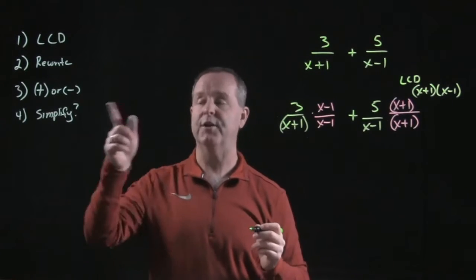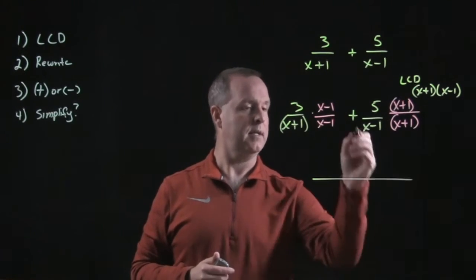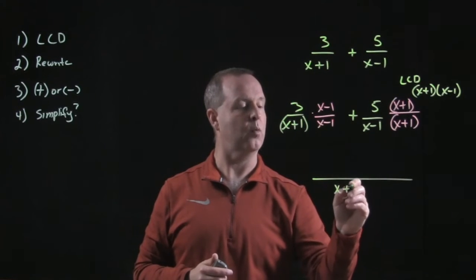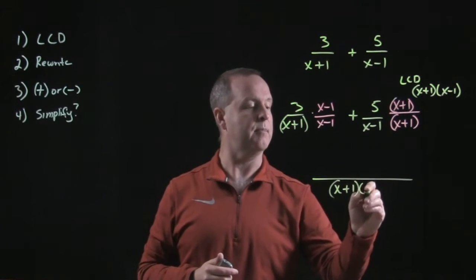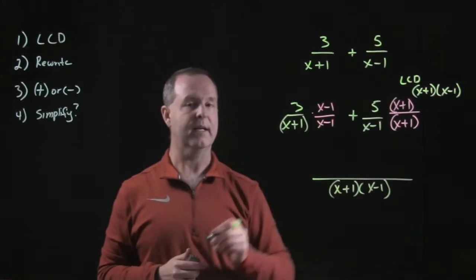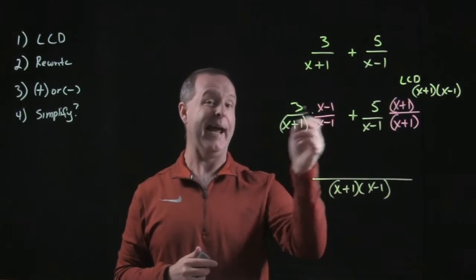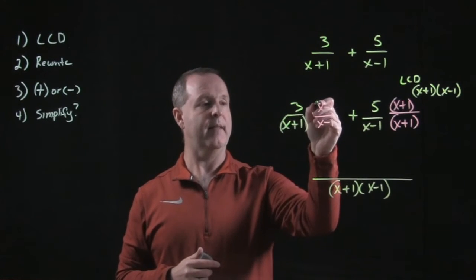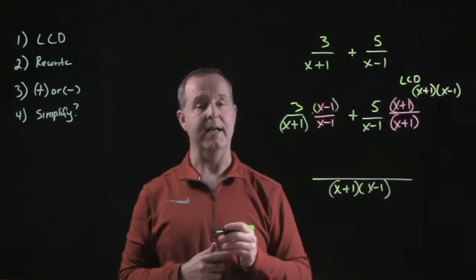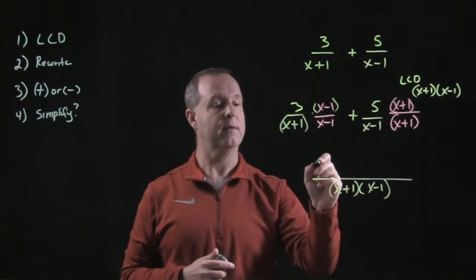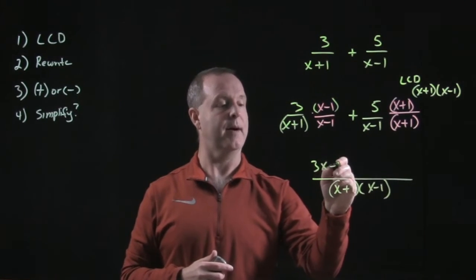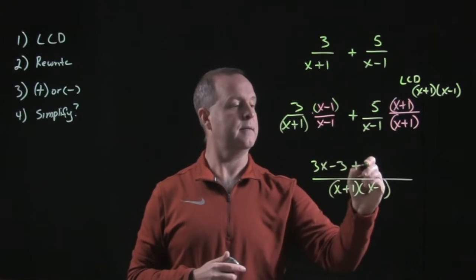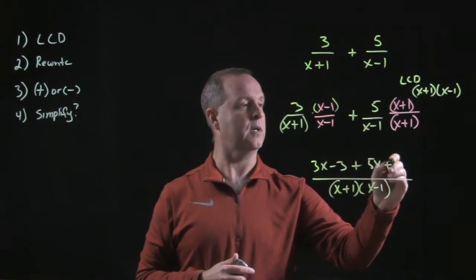Step number 3, add or subtract, do the operation. The common denominator is an x plus a 1 times an x minus a 1. Look at the top terms, 3 times x minus 1. Remember, that's the entire term, so I need to multiply that all the way through. So that becomes a 3x minus a 3 plus a 5x plus a 5.